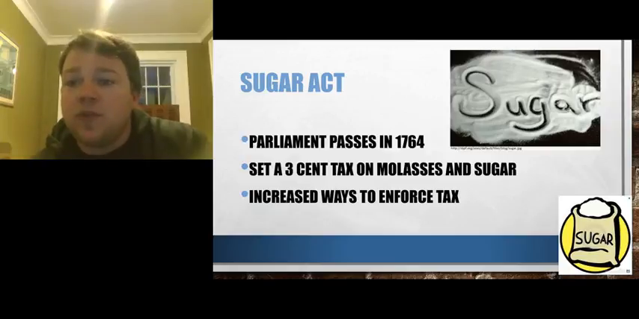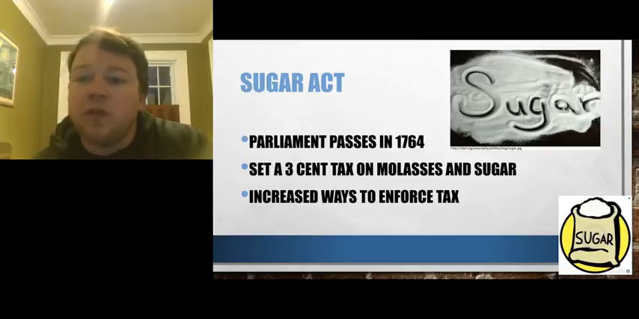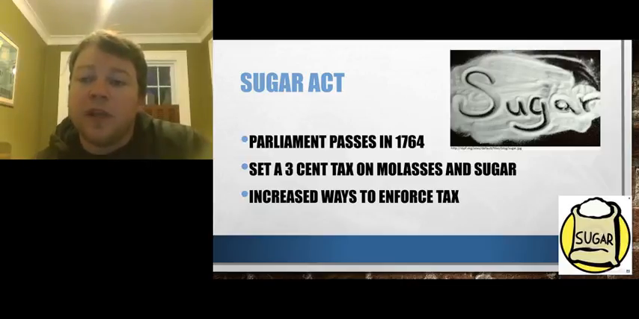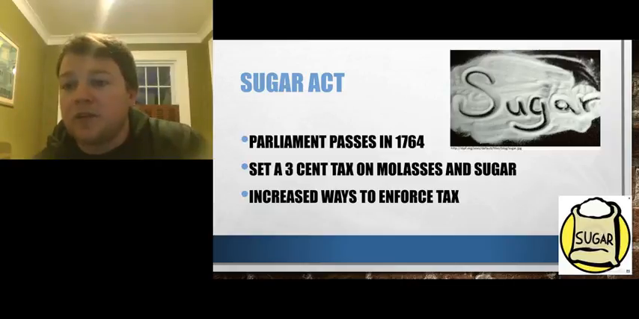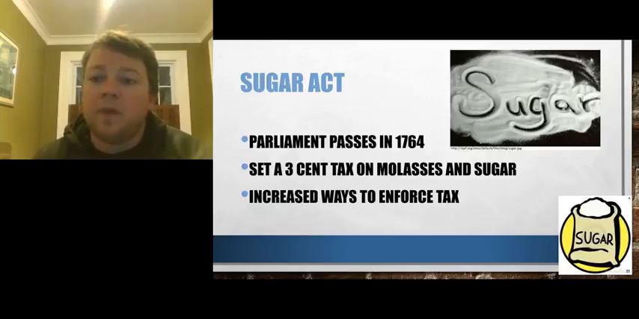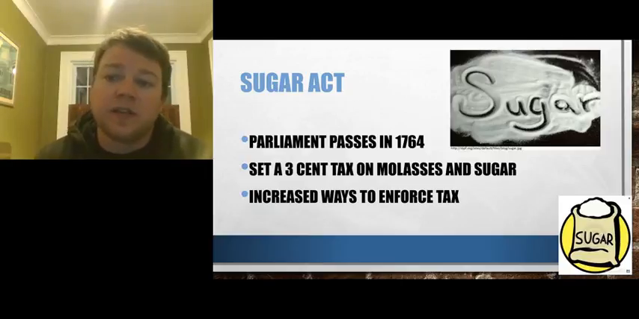The tax did two things. Number one, it's going to be used to try to create a revenue stream. So it's going to try to produce money. Also, it's going to be able to enforce the tax. So there's going to be some parts in it that are going to help the Parliament and help the royal governors and tax collectors within the colonies actually collect the tax as well.